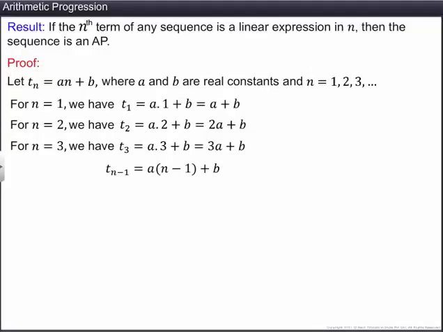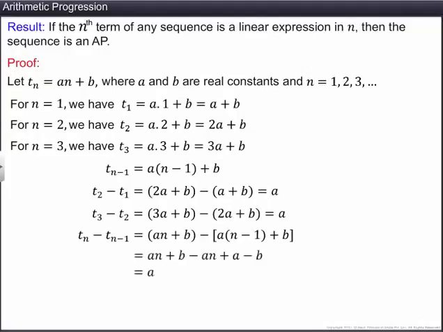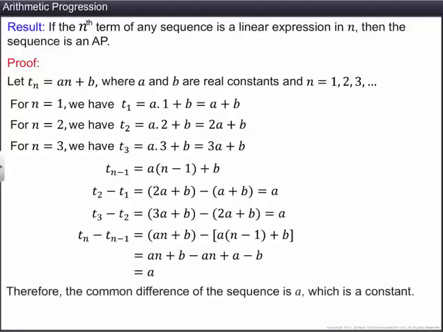Now, let's find the difference between consecutive terms. T2 minus T1 is equal to a. T3 minus T2 is equal to a, and so on. Lastly, the nth term minus the (n minus 1)th term is also equal to a. Therefore, the common difference of the sequence T1, T2, T3 and so on up to Tn is a, which is a constant. Hence, a sequence whose nth term is a linear expression in n forms an AP.